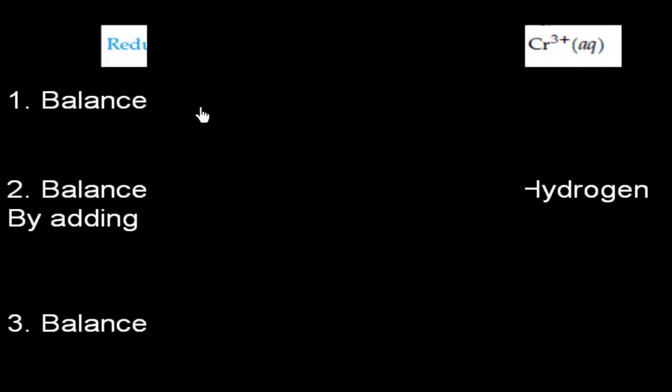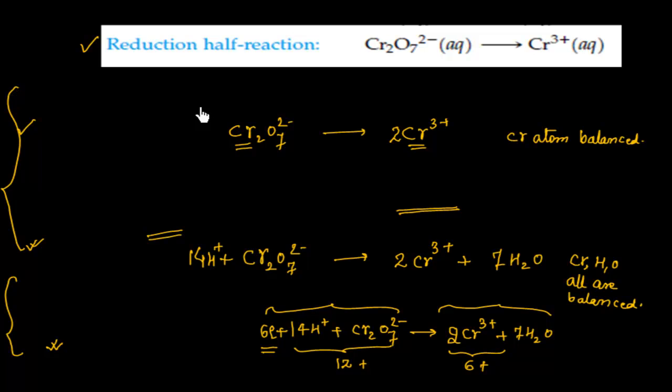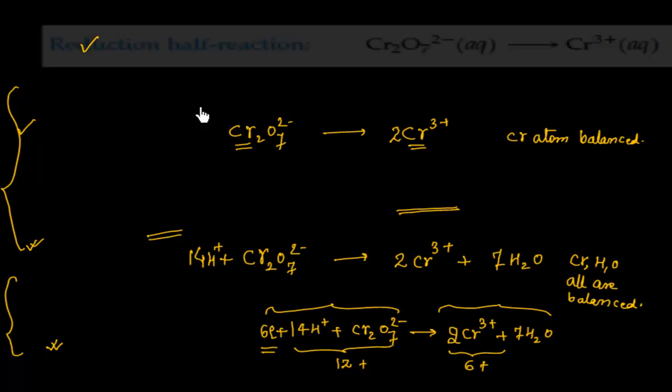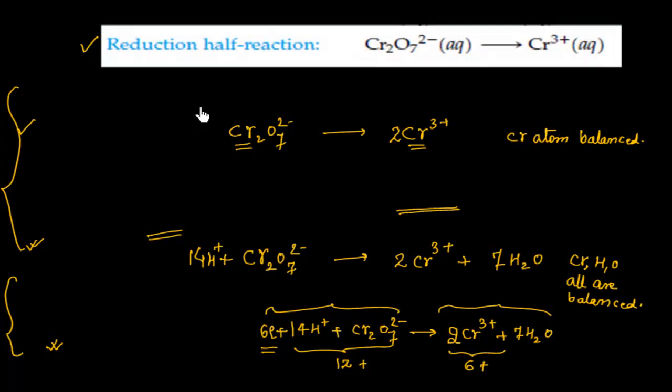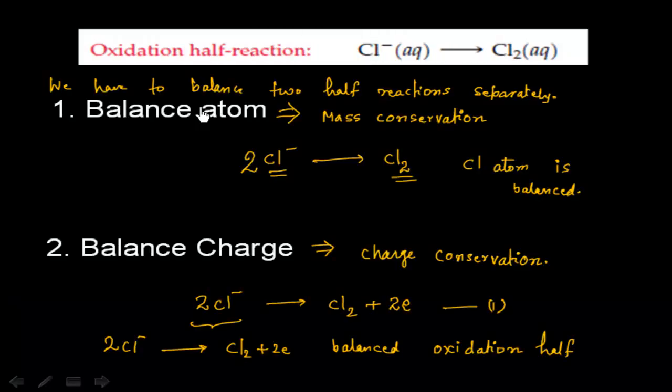Now what can we do? To get the overall reaction, we have to add these two half reactions. So we can get the overall reaction by adding these two half reactions. So let us say the first half we have, that is the oxidation half.